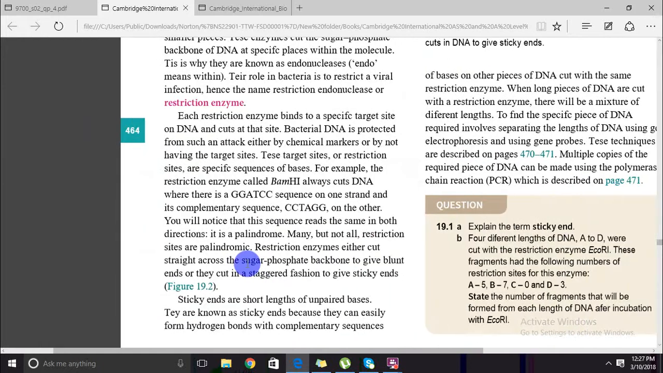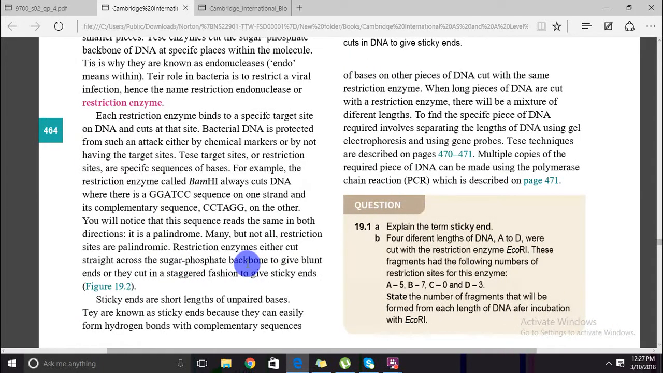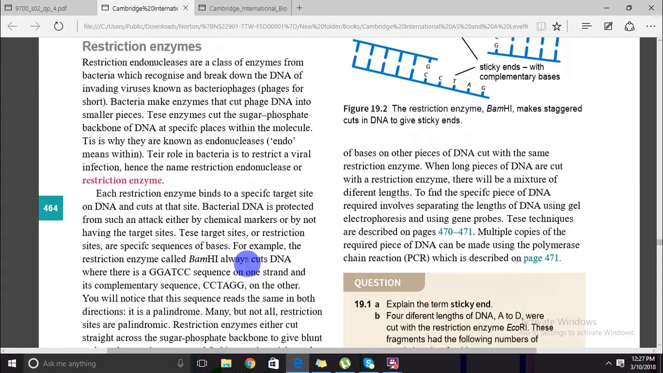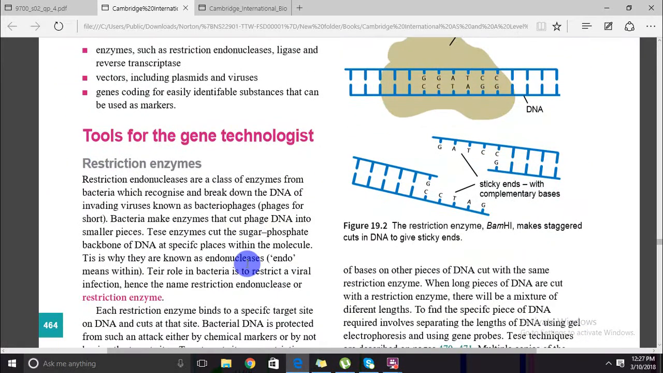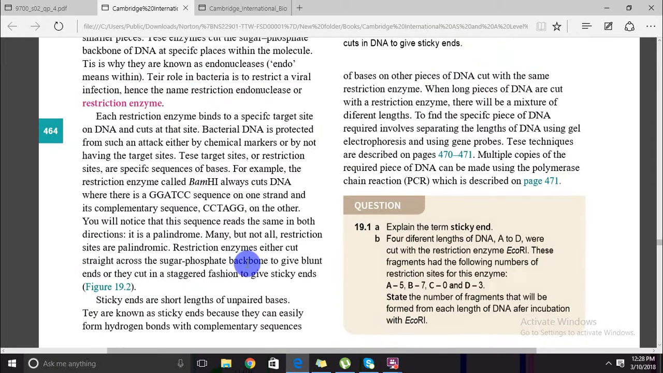They are known as sticky ends because they can easily form hydrogen bonds with complementary sequences of bases on other pieces of DNA that are cut with the same restriction enzyme. So if they ask you to define sticky ends, you reply that sticky ends are short lengths of unpaired bases. And they ask, alright, that's all good and well, but why are they called sticky ends? What would you reply then?